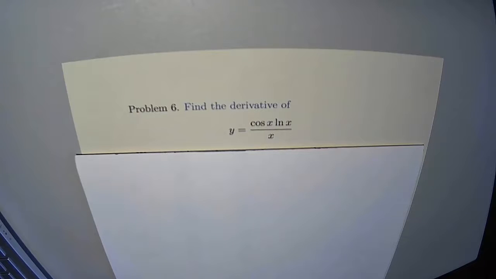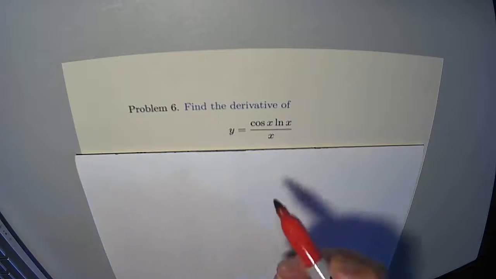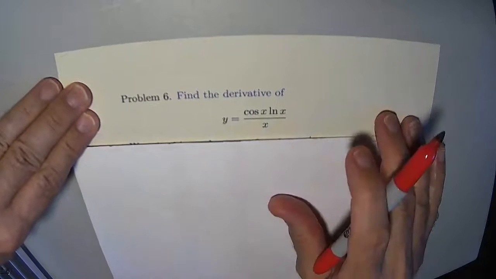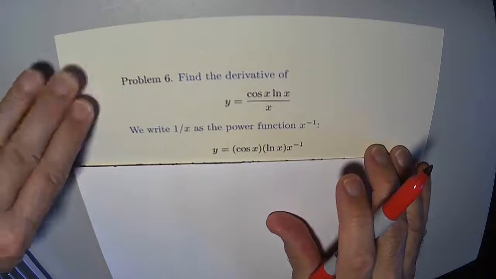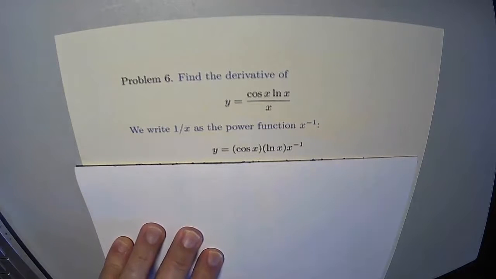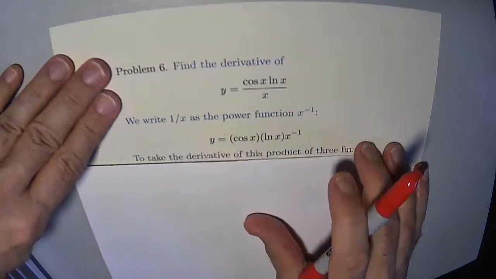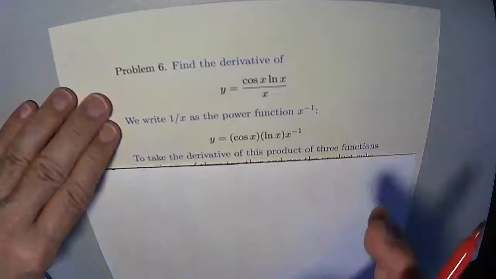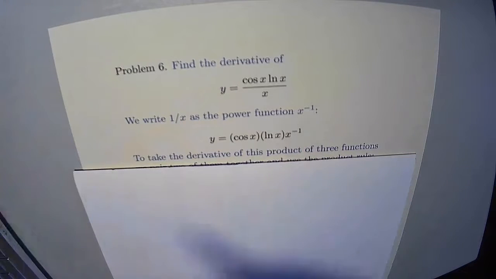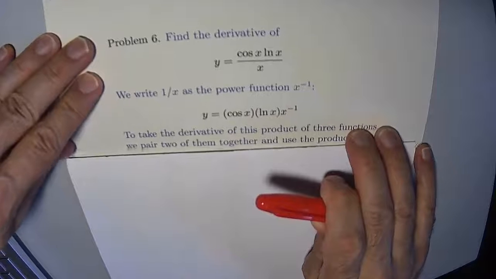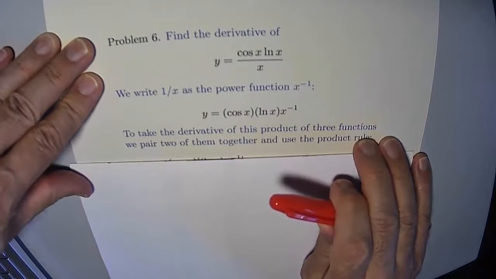In our sixth and final problem, we are taking the derivative of this function here. Once again, we can remove the fraction and write this as the product of 3 functions. By the way, this problem, just like the previous one, can also be done using the quotient rule, but it's not significant enough a quotient to really worry about. We can do it either way just as easily.